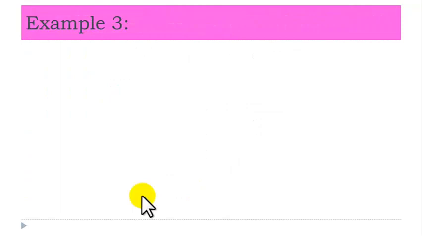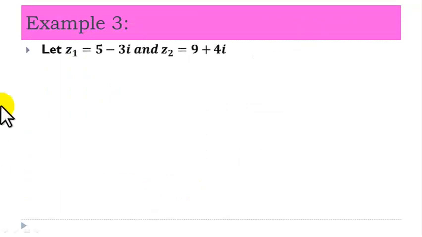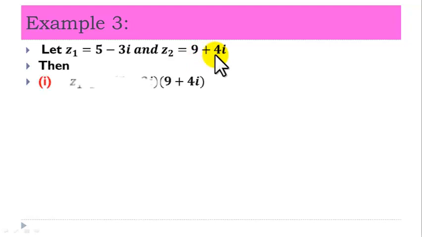Example 3. Let z1 equal 5 minus 3i and z2 equal 9 plus 4i. Then 1. z1 times z2 is equal to (5 minus 3i) times (9 plus 4i).